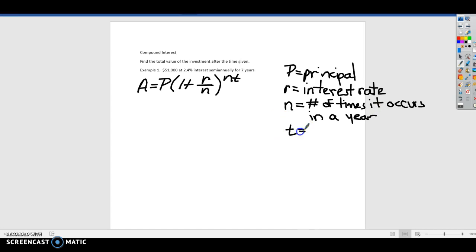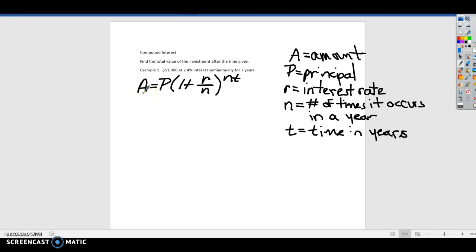And T is time in years. All right, and A is just the amount that you're going to have after this period of time happens. So A is just going to be the final amount. All right, so how do we use this formula with the information given?